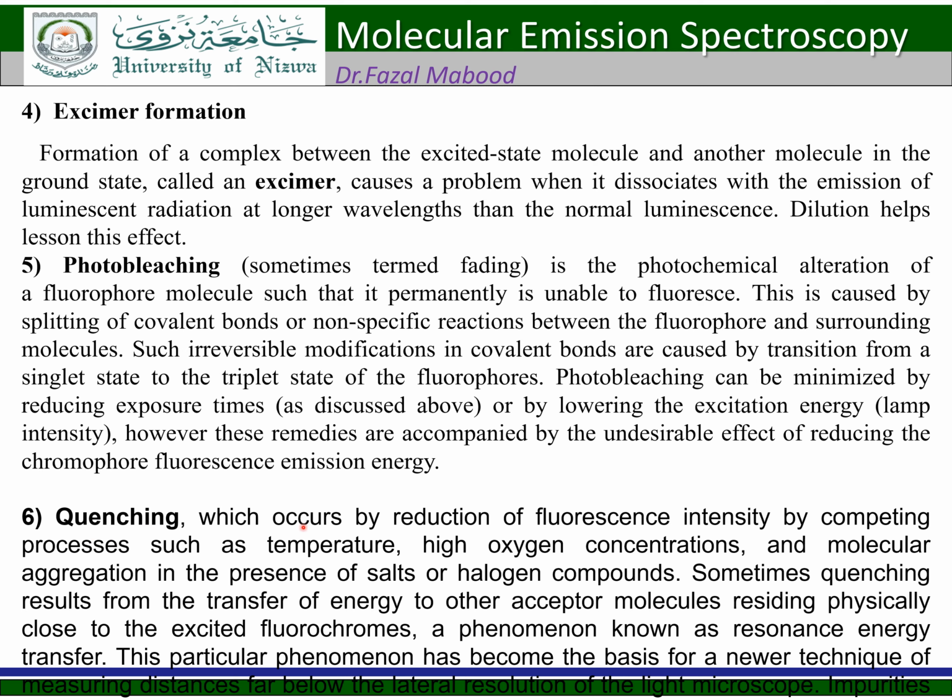However, these remedies are accompanied by the undesirable effect of reducing the fluorescence emission. Quenching, as we mentioned, occurs by reducing the fluorescence intensity through competing processes such as temperature, high oxygen concentration, and molecular aggregation in the presence of salt or halogen compounds. Sometimes quenching results from the transfer of energy to other acceptor molecules residing physically close to the excited fluorochrome, a phenomenon known as resonance energy transfer. This phenomenon has become the basis for a newer technique measuring distances far below the lateral resolution of the light microscope.